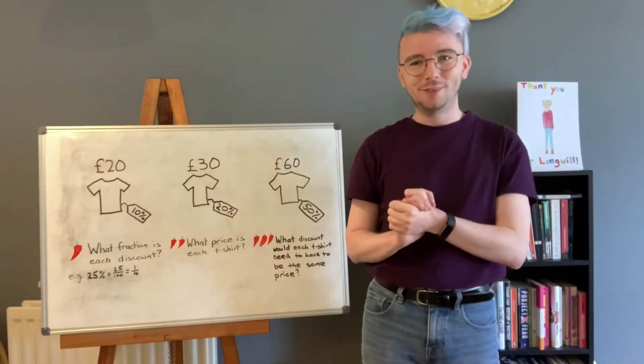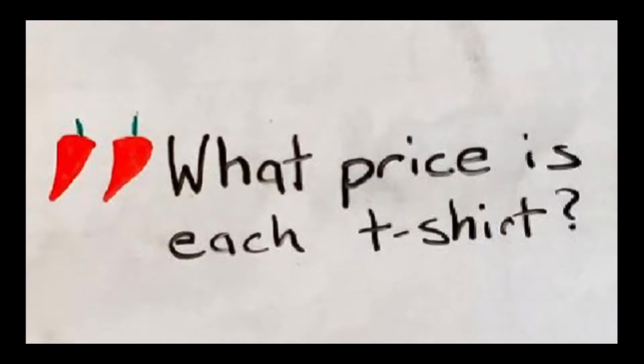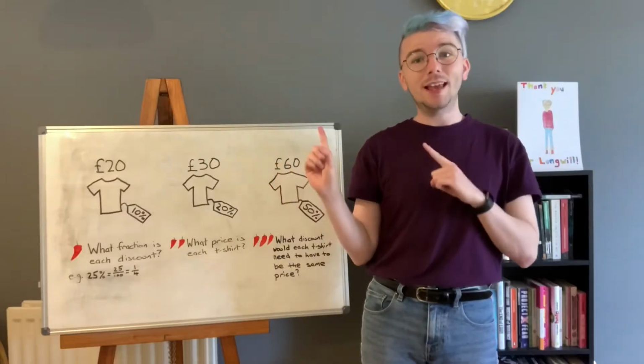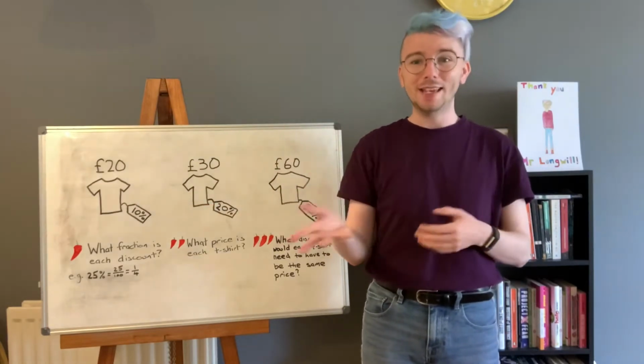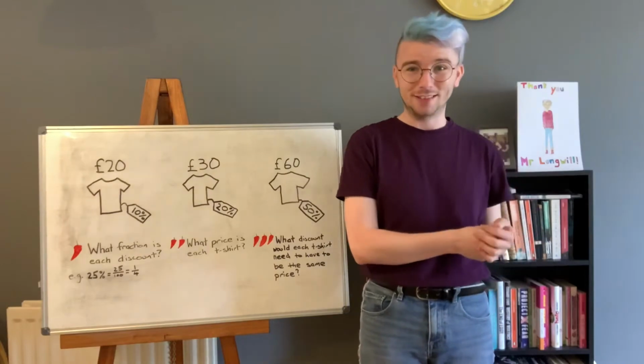Now, in our medium problem, I want you to figure out the price of the t-shirt from each shop. Now the price that we see here is the original price. We need to take off the discount of either 10, 20 or 50%.